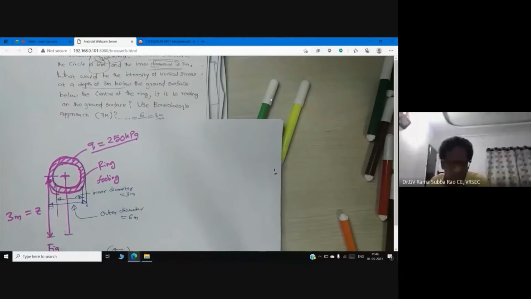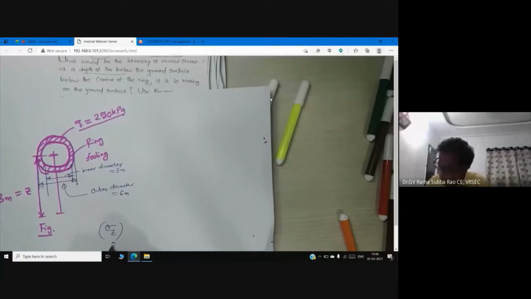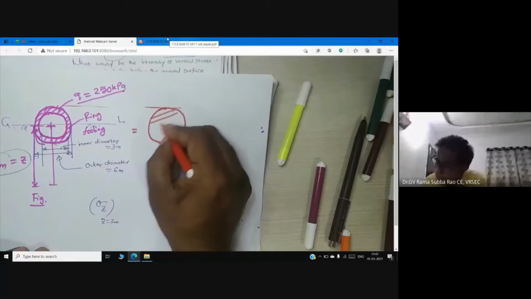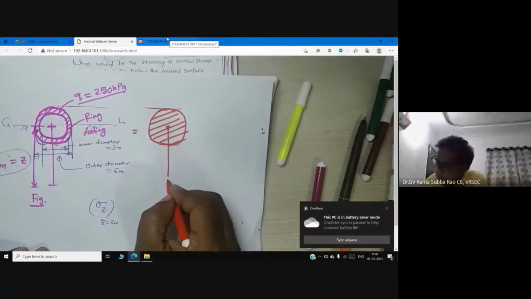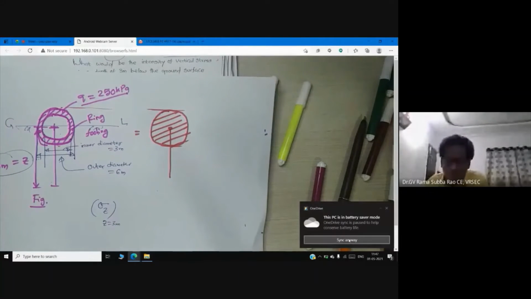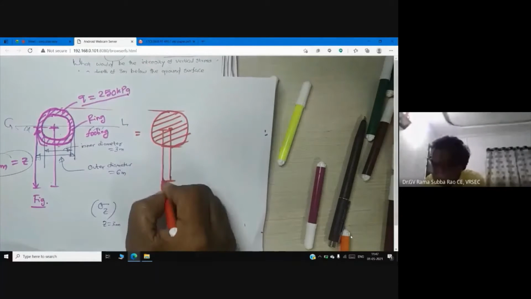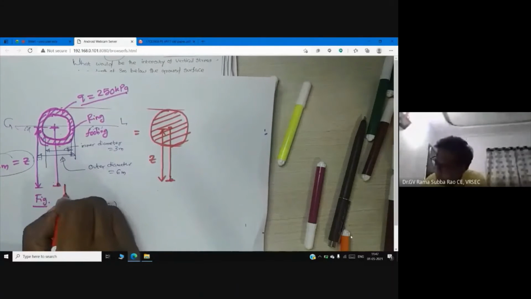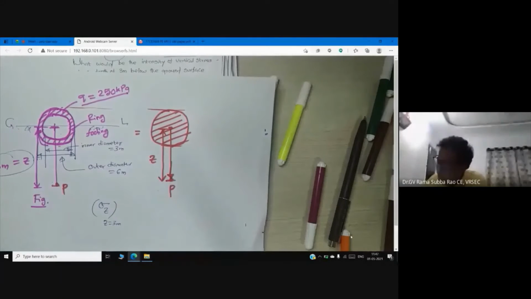The intensity of vertical stress at a depth that is 3 meter below the ground surface. If it is a circular footing, we are ready to tell the stress at any depth z. So we are ready to answer this question. We can calculate vertical stress at any point P. That formula is with us.